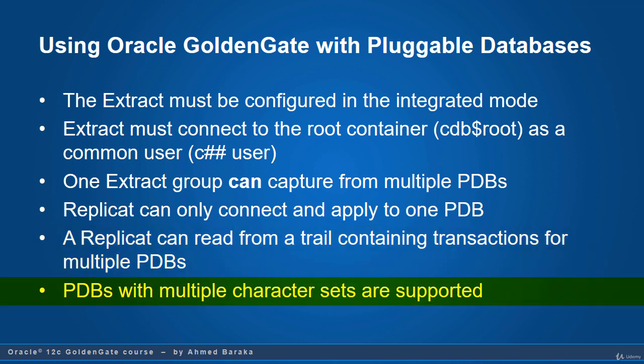If the source PDBs are running with different character sets, GoldenGate still supports this situation. The data is saved in the trail and applied in multiple PDBs without having data corruption due to the different character sets.